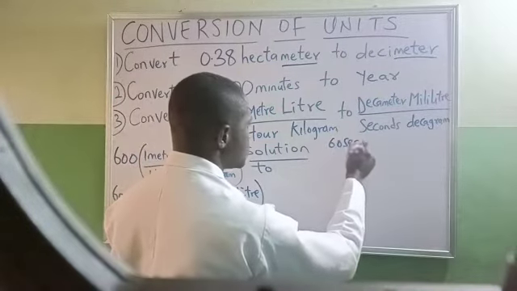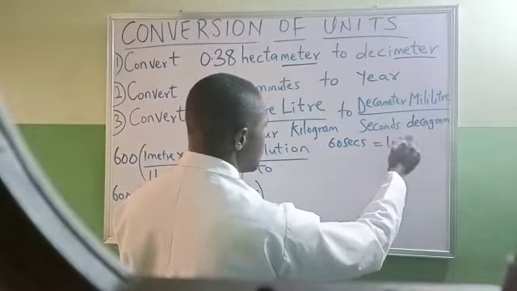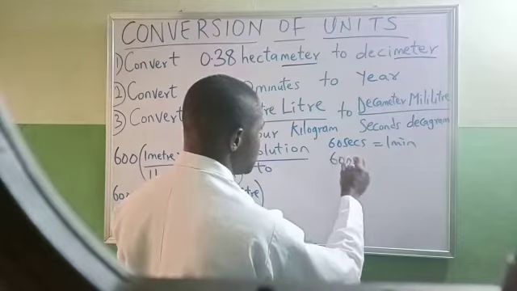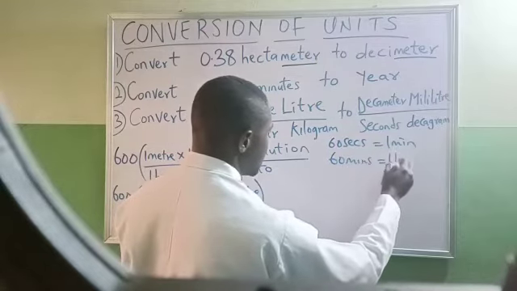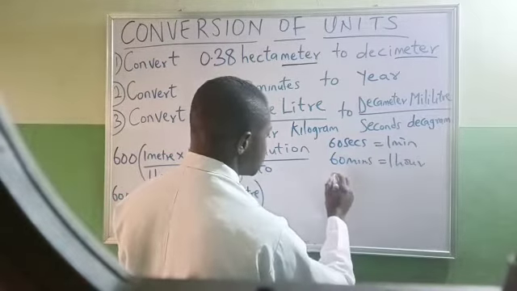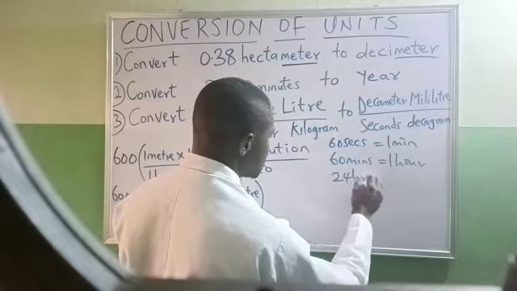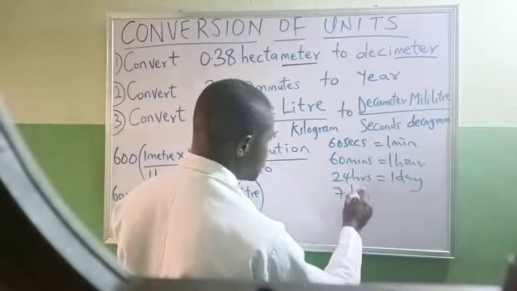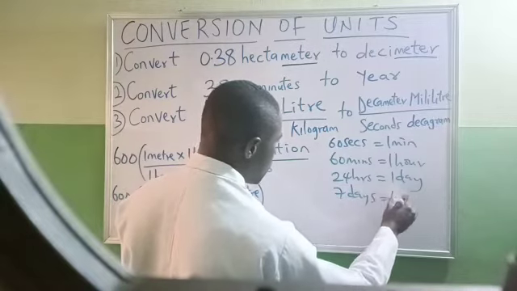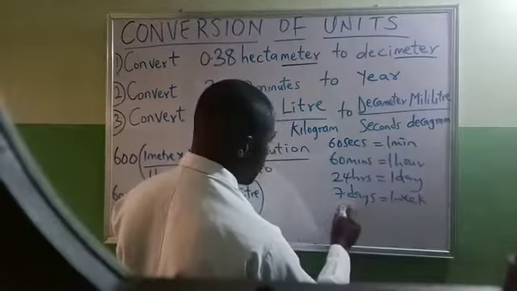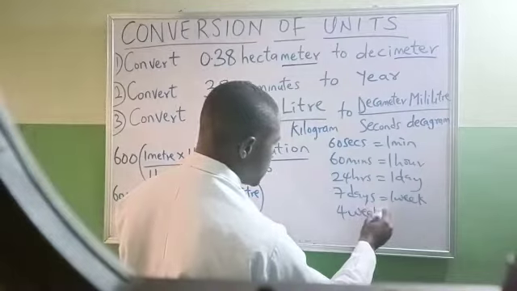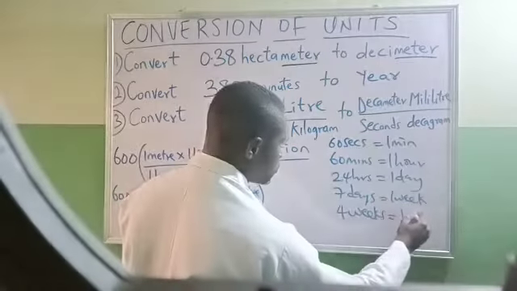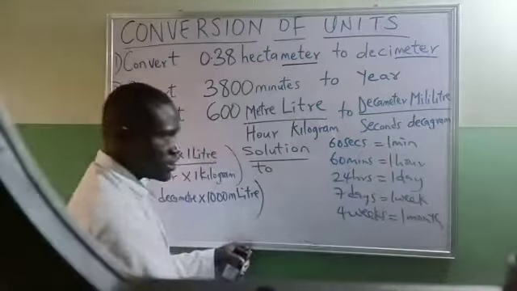60 seconds equal to 1 minute. 60 minutes equal to 1 hour. 24 hours equal to 1 day. 7 days equal to 1 week. 4 weeks equal to 1 month. And so on. It continues.